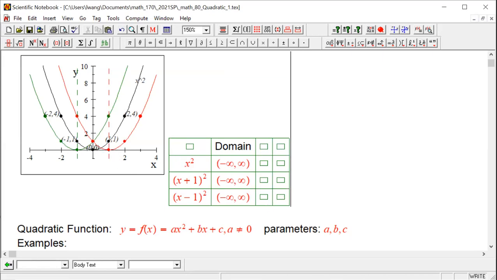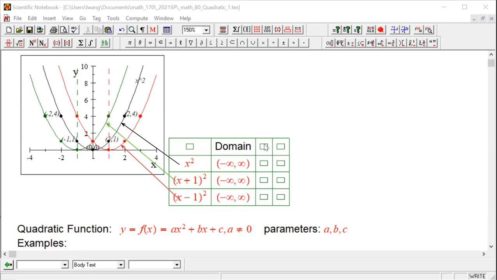And of course, we know that x squared is the black one. The green is x plus 1 squared, and the red is x minus 1 squared. They all have the same domain.